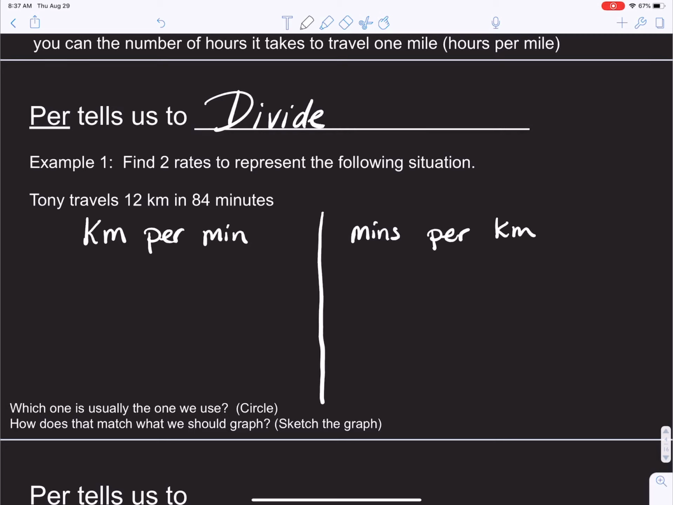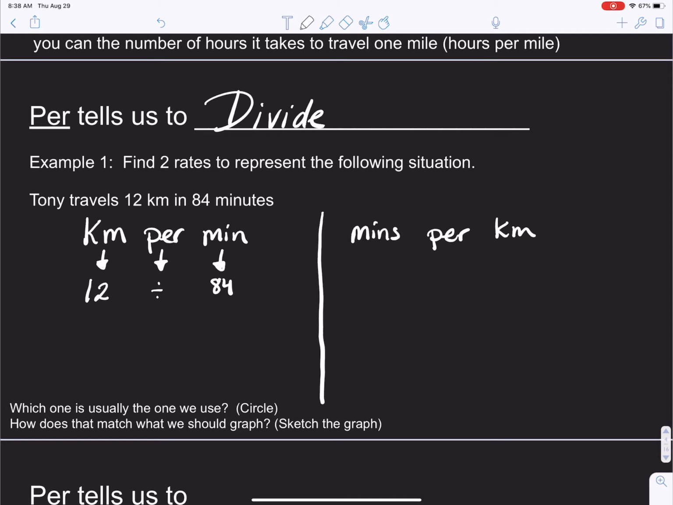When we're setting this up, we always want to show our thinking. One of the most common mistakes is to get your division mixed up. The way I'm going to show my work not only helps me keep everything straight, but also shows my thinking for this problem. The number of kilometers, we write right underneath kilometers. Tony went 12 kilometers. Per is our keyword to divide, and then the number of minutes here is 84. When we write our work like this, we can see that to find the kilometers per minute, we need to do 12 divided by 84.